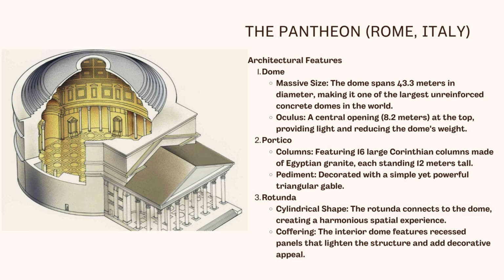Oculus, a central opening 8.2 meters wide at the top, provides light and reduces the dome's weight. Portico: 16 large Corinthian columns made of Egyptian granite, each standing 12 meters tall, decorated with a simple yet powerful triangular gable. Rotunda: the cylindrical rotunda connects to the dome, creating a harmonious spatial experience. The interior dome features recessed panels that lighten the structure and add decorative appeal.